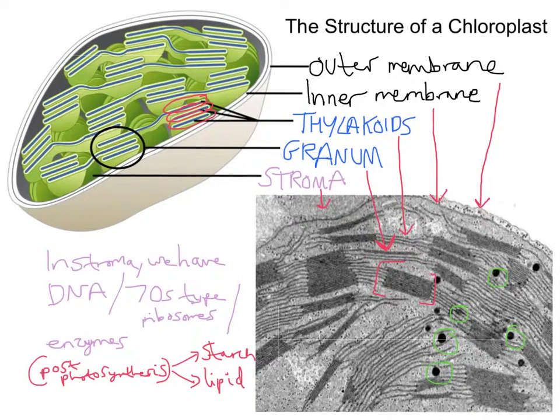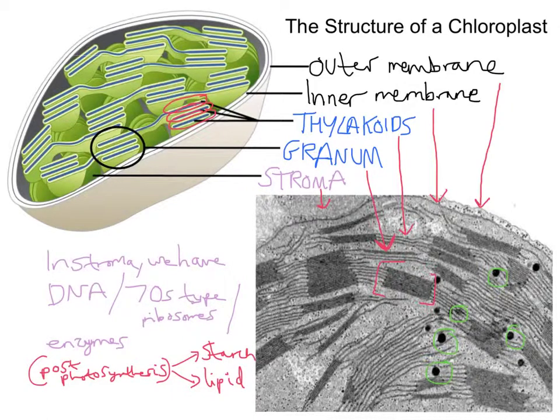Now that's the basic structure of a chloroplast. Got an outer and inner membrane. We've got membranous sacs called thylakoids that stack together, form what's called a granum. And then surrounding those we have the stroma, which contains a variety of things: DNA, ribosomes, enzymes, but also starch and lipid molecules post photosynthesis.